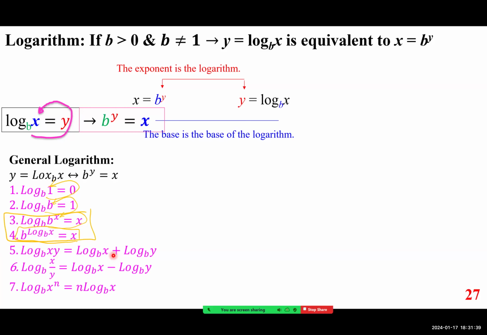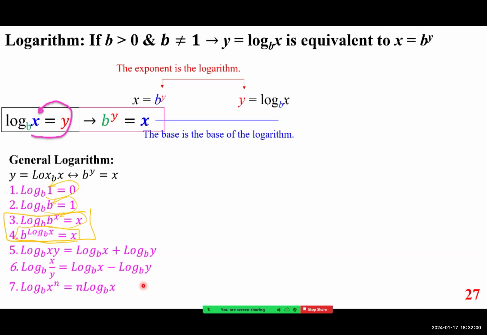Log of xy is log x plus log y, as long as we have the same base, b. Log of x over y is log x minus log y, as long as they have the same base, b. Log of x to the power of n is n log x, so as long as they have the same base. This is the product rule, this is the quotient rule, this is the power rule.